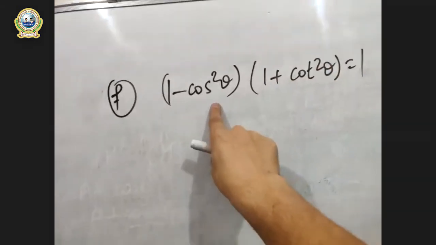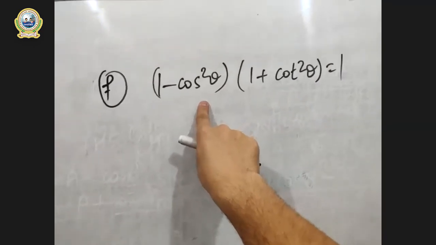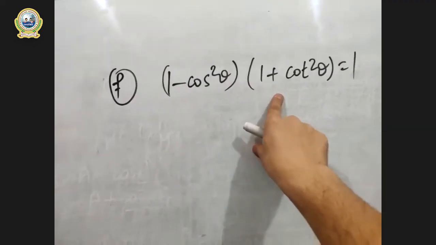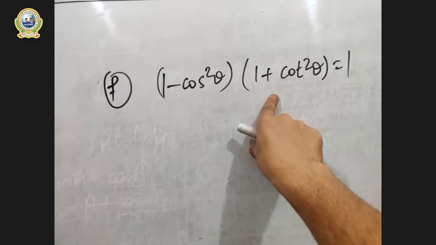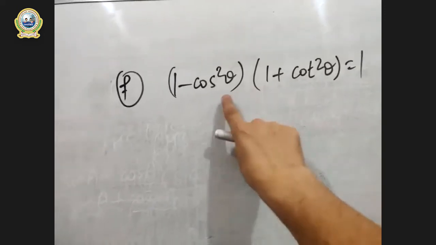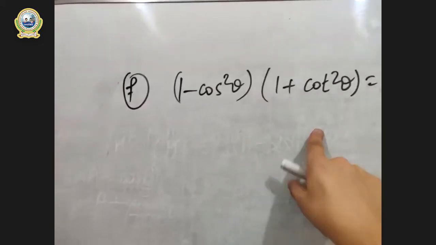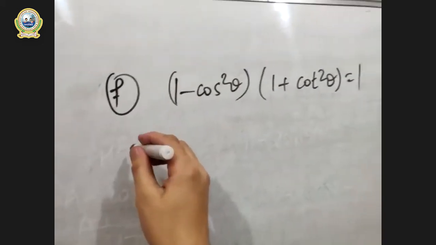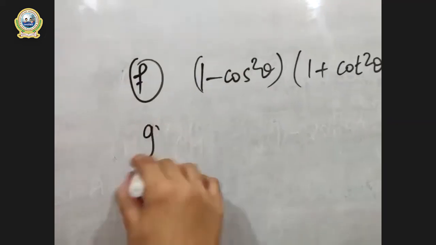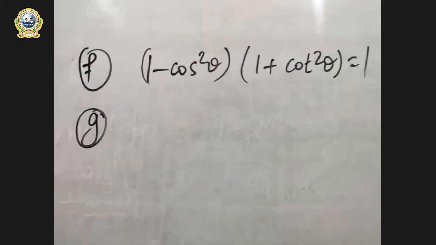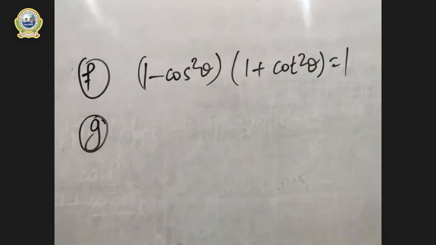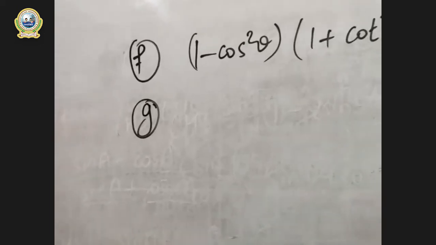1 minus cos square means sin square, right? 1 plus cot square means cosec square. And convert cosec into sine. You can straightaway cancel it. So this is given to you as your assignment. This is a very simple question and does not deserve our valuable time. If you are still confused, I'll do this in the next class. So let's copy our last question today.